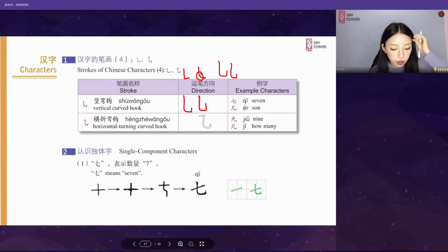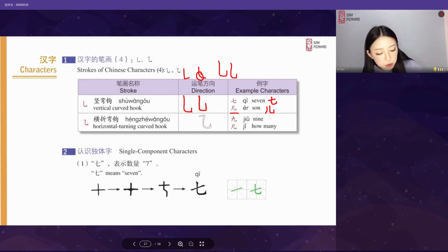Okay, the first example character is 七, which means 7. It is written first a horizontal and then a vertical curved hook. And another example is a left turn and a vertical curved hook, which means sun. The next stroke is 横折弯钩, which means horizontal turning curved hook. The difference between these two is we put a horizontal here and then try to write a vertical and then curve it and then hook it.